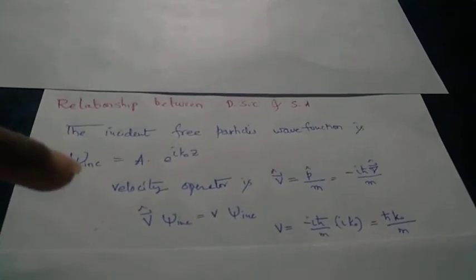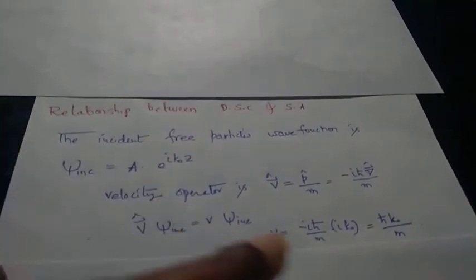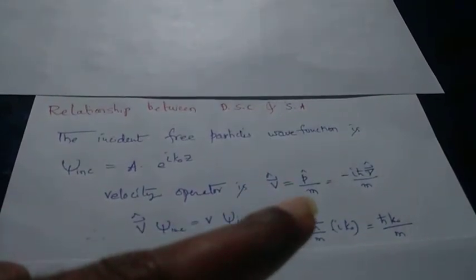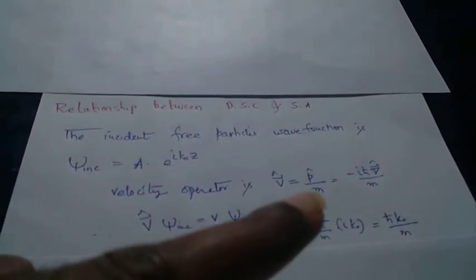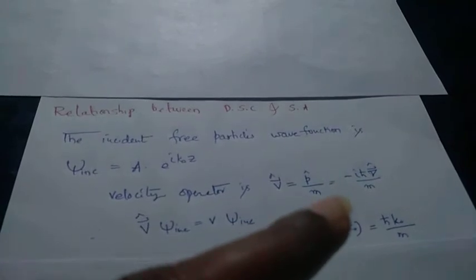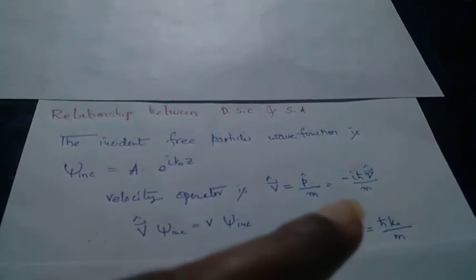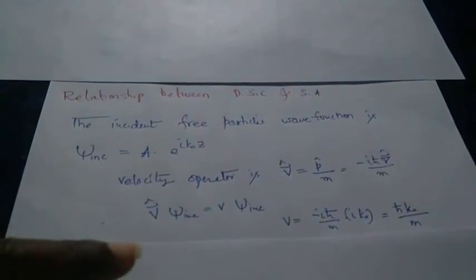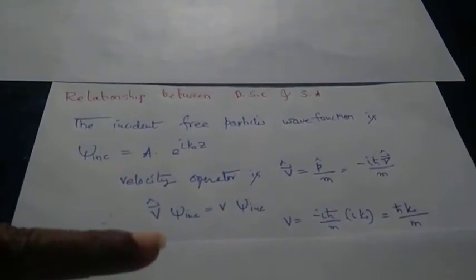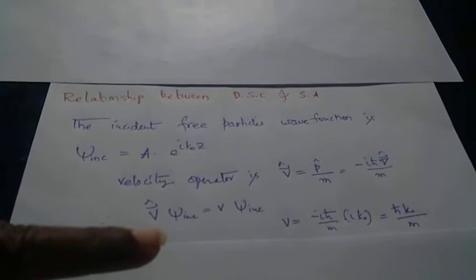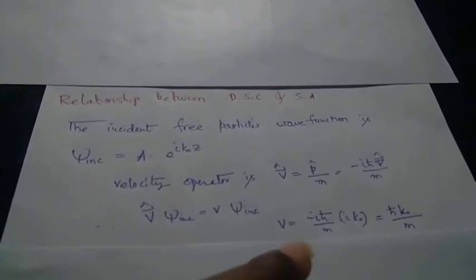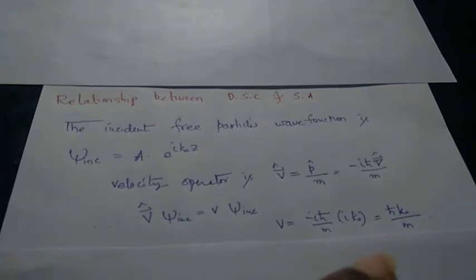As the velocity operator in quantum mechanics is v hat equals p hat divided by m, where p is the momentum operator, which we can write as minus i h cut into del operator. So by knowing the eigenvalue equation for the velocity operator, we can write the velocity of the particles as h cut k naught divided by m.